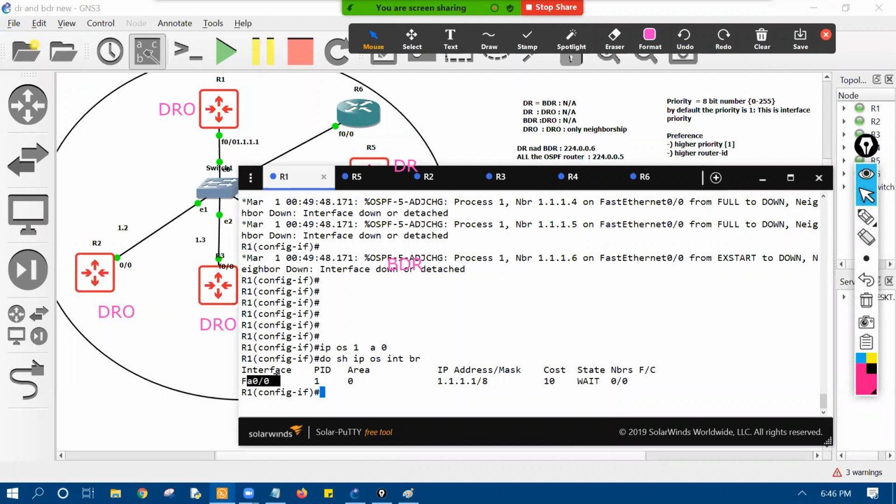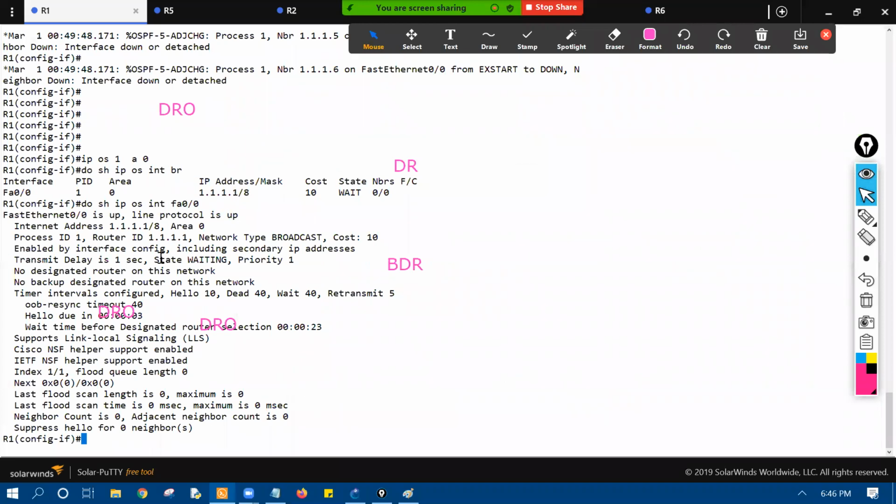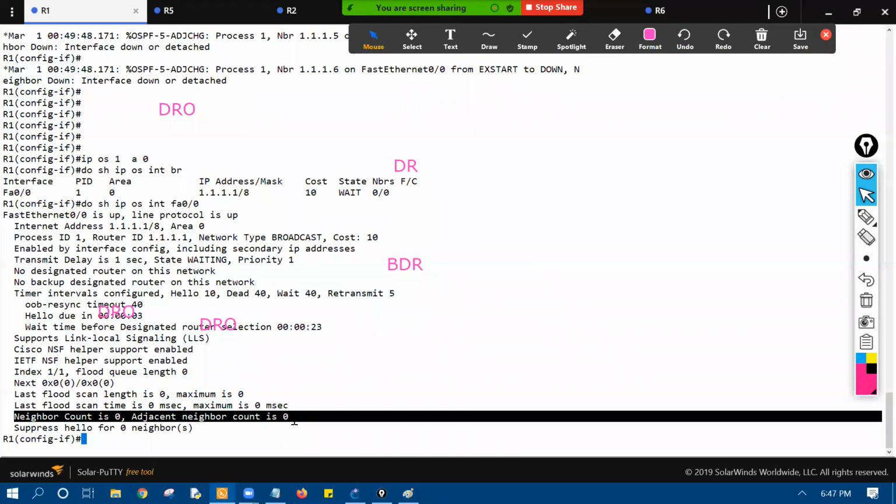It says, wait a minute, I need to wait for the 40 seconds before I declare. Before I declare, should I become the DR and BDR? The state is saying waiting. I don't have a DR or BDR yet. It should be DR, BDR or DROTHER, but he's saying the state is waiting, just wait for the 40 seconds. Then after that, he declares who will become the DR and BDR. Once the 40 seconds has completed, this state will be changed.